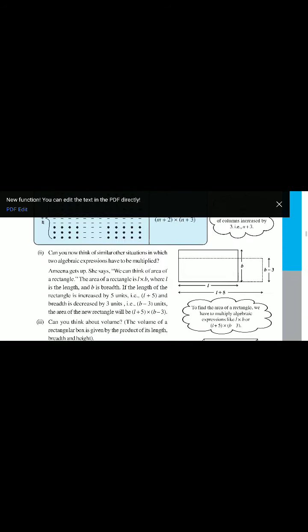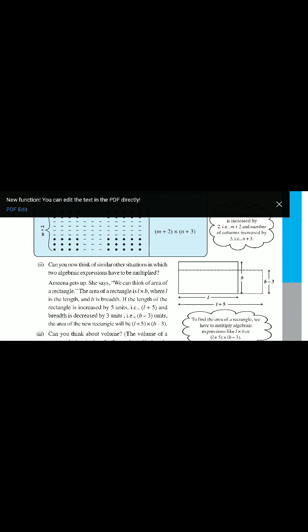Now, if L is the length of a rectangle and B is the breadth, then the area of the rectangle will be L into B. And if there is a cuboid whose length is L, breadth is B and height is H, then its volume will be equal to length into breadth into height.